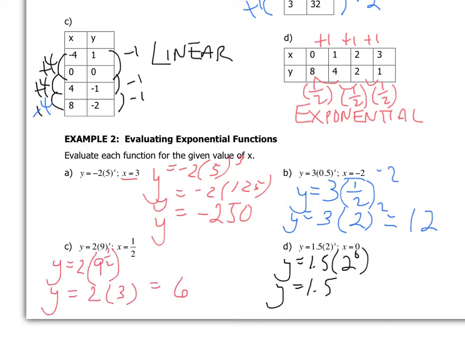So focusing on letter C, remember the exponent of 1/2 power is really the same thing as asking for the square root. So the square root of 9 is 3, and then 3 times 2 is 6. So the value of y when x is 1/2 would be 6. Moving on to letter D. When we plug in x to the 0 power, x to the 0 power is going to change our base of 2 into 1, and then 1 times 1.5 would give us a value of y equaling 1.5.